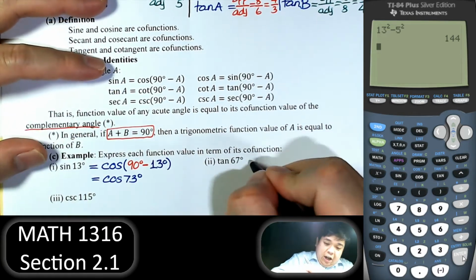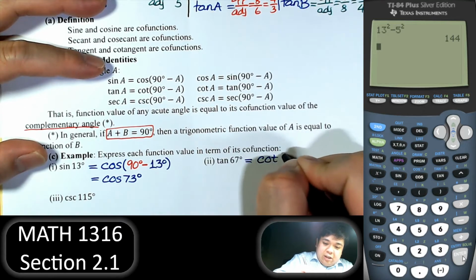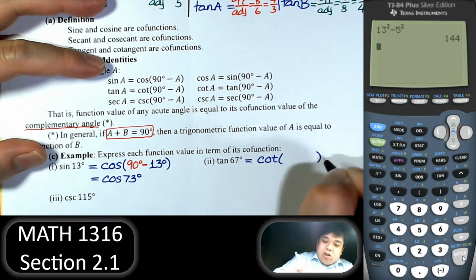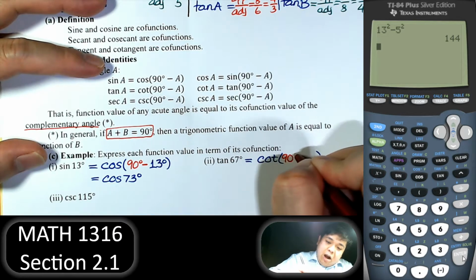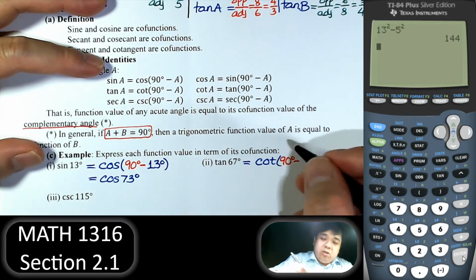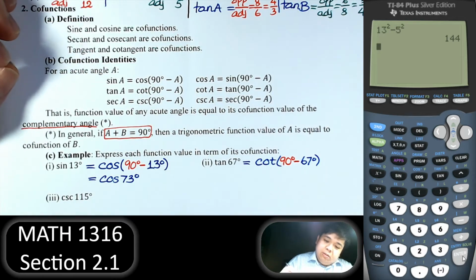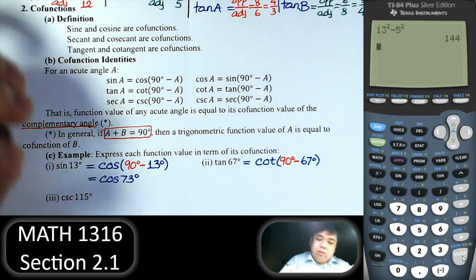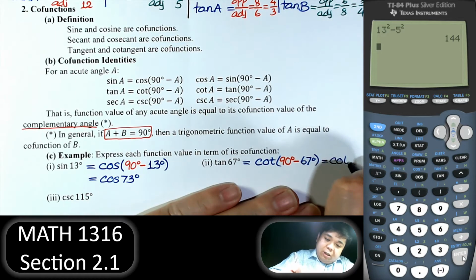Simple enough. Tangent, the cofunction of that is cotangent. And if we want to go from a function to a cofunction, it is a complementary angle, meaning subtracted from 90 degrees. So that is cotangent of 23 degrees.